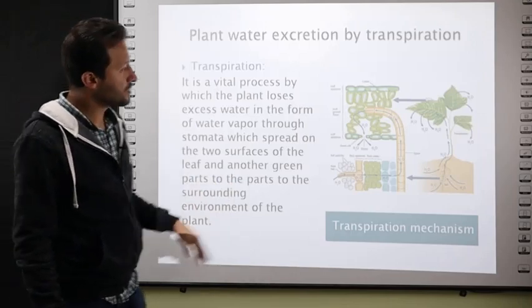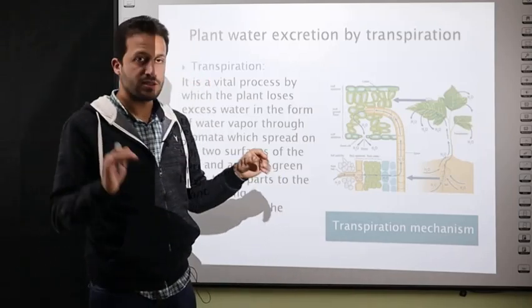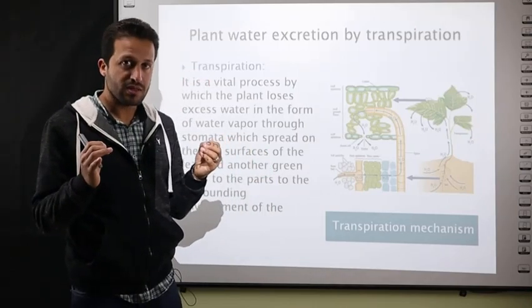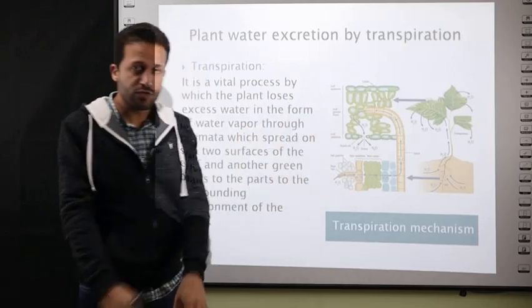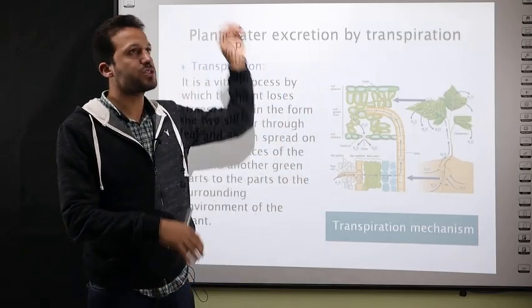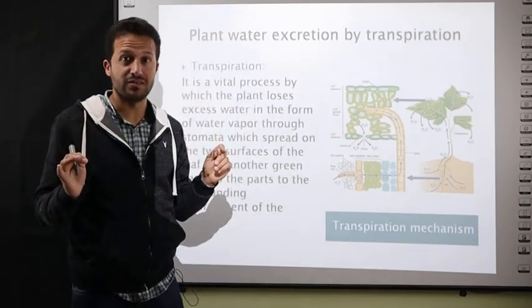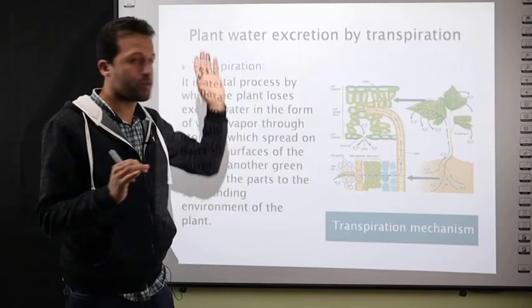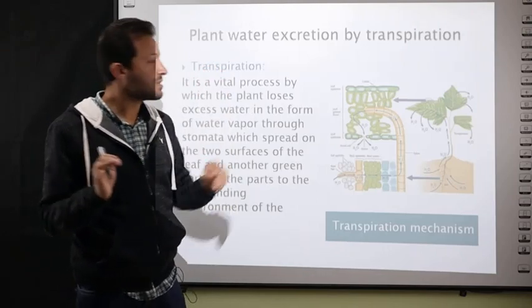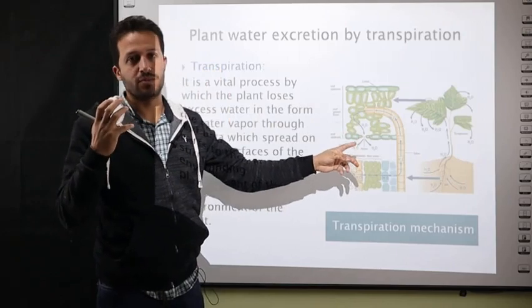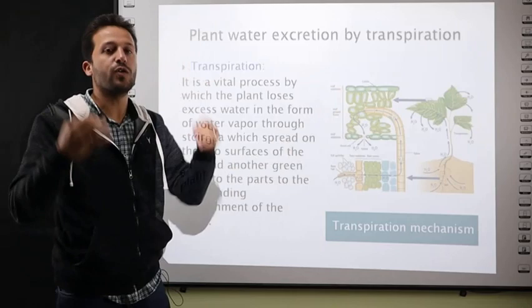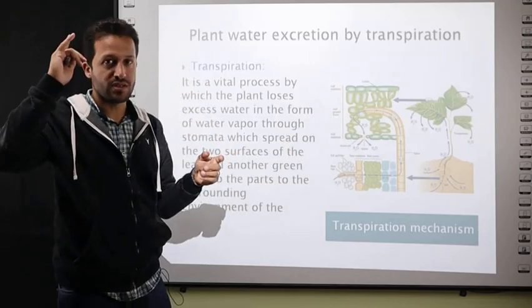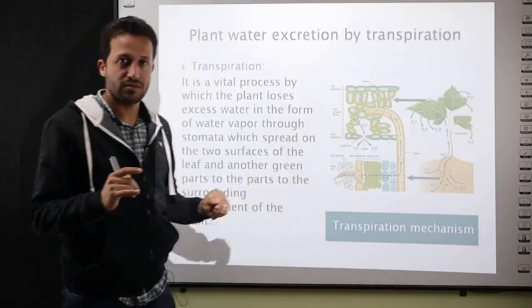Okay. So again, the question is, what makes the water and the mineral salts move from the root to the stem to the leaves against gravity? Okay, they are moving upward. The answer is the power of transpiration. And transpiration is the losing of water from leaves through stomata. Okay?